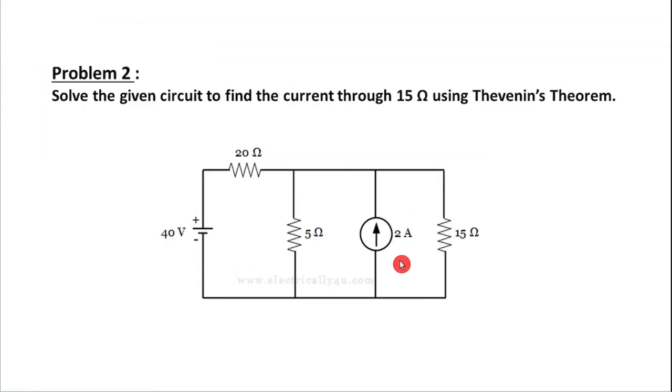Now let us look at another problem here. In this problem, solve the given circuit to find the current through the 15 ohm resistor using Thevenin's theorem. So here there is a 15 ohm, right? You need to find the current flowing through this 15 ohm resistor. And in this circuit, there is a voltage source of 40 volt and a current source of 2 ampere, and these are internal resistances. This 15 ohm is the load here.